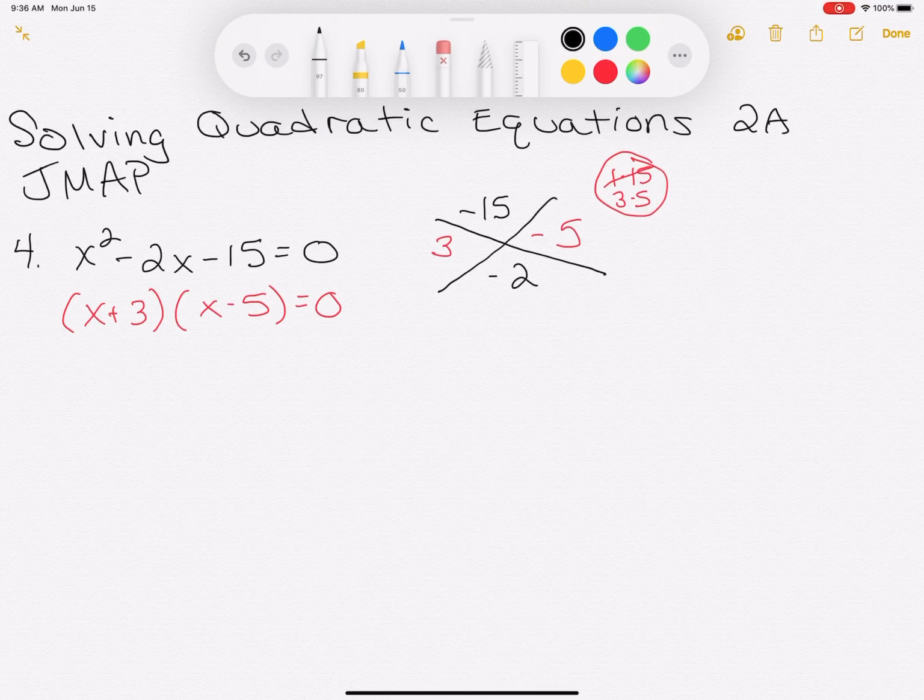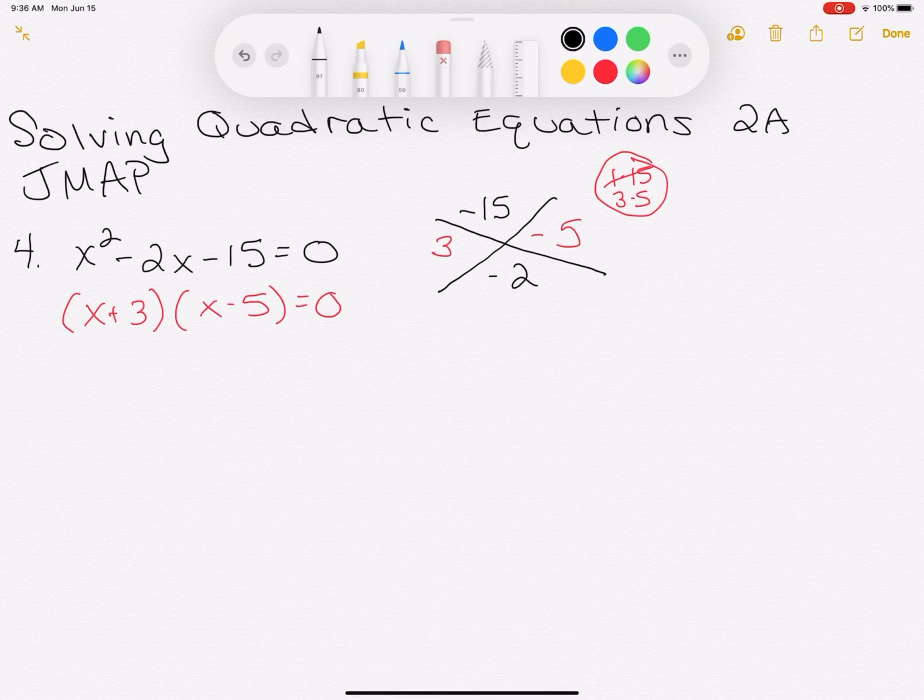There is another method that we're going to use to solve quadratic equations, and as long as they're set equal to 0, you could solve with this other method, and that's going to be in the next couple videos. But today we're going to be solving these with factoring.